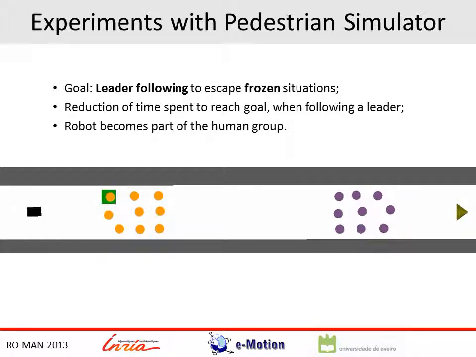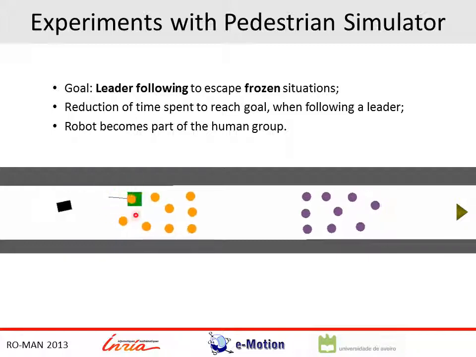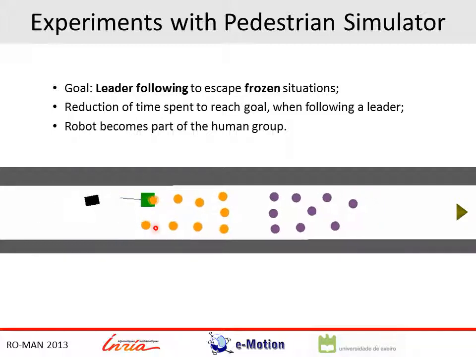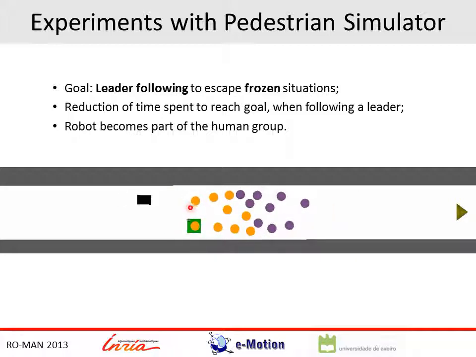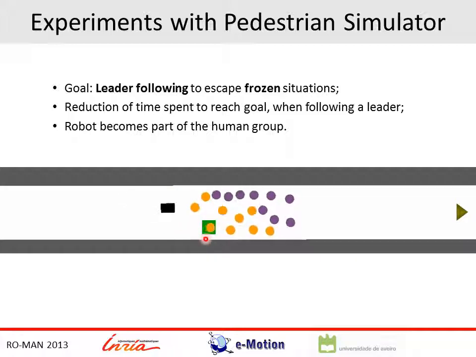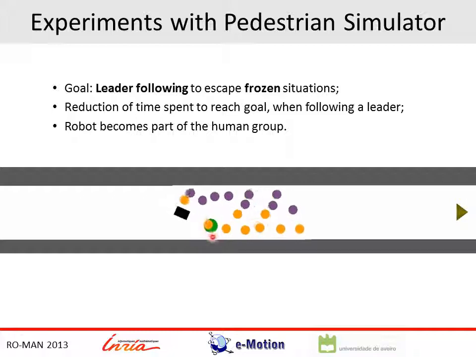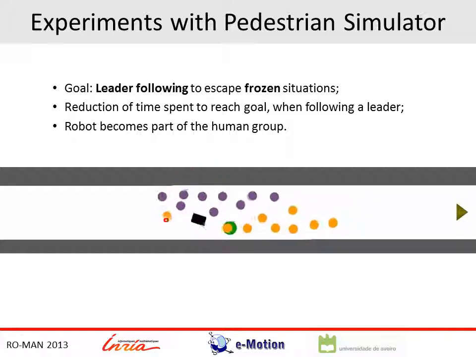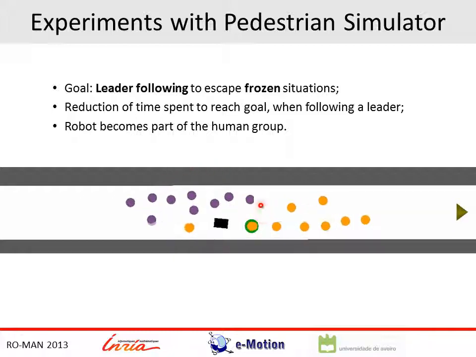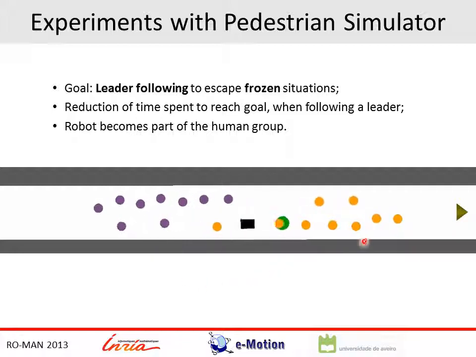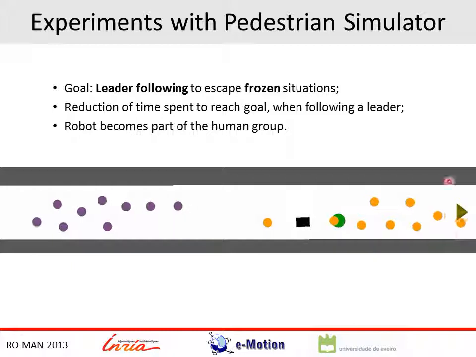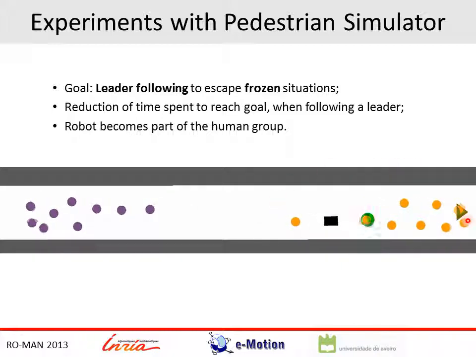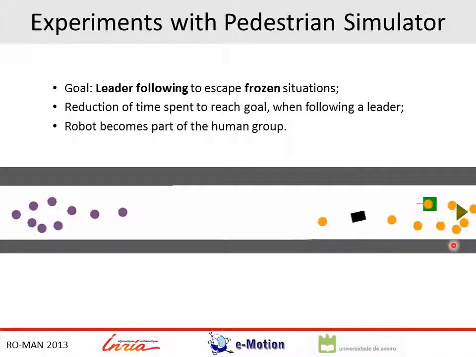In this case, you can see marked in green the chosen leader. The robot managed to switch among leaders. For example, it's going to switch from this to this again, and managed to pass this difficult situation and become part of a group with the moving agents that are going toward the same destination of the robot.